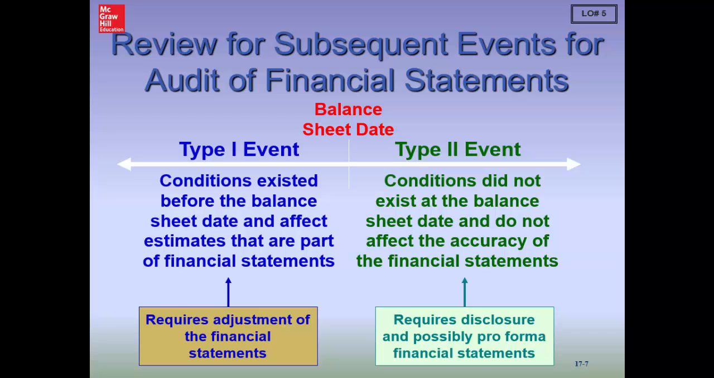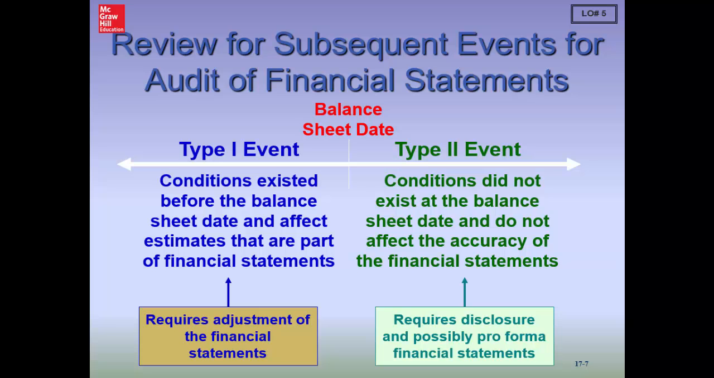As we are conducting these final audit procedures, we need to understand where we are in the course of the audit. And what we're looking at here are what we call subsequent events for the audit of the financial statements. These are events that may impact the financial statements but occurred after the balance sheet date and before we've actually issued the audit opinion letter.